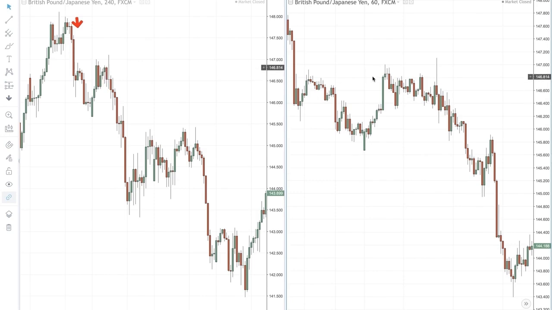So the next move up starts from here, gets all the way up to there. Now, how does that move go? Slow, aggressive, slow, aggressive, and aggressive down as well. But we don't like aggressive up and aggressive down.